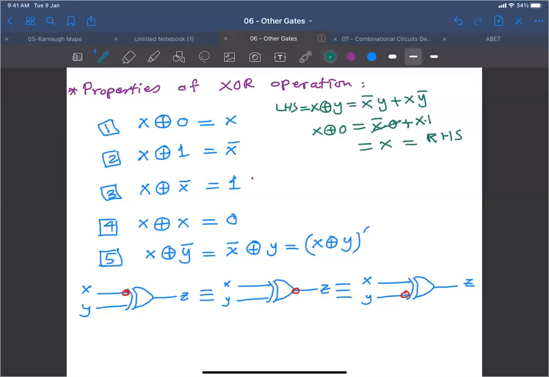By the same method you can prove the second, third, fourth, and fifth as well. But you can also argue that logically. You can say, well, I have a 0 at one of the inputs of the XOR gate. So I have an XOR gate here, and I have a 0 here, and I have X.